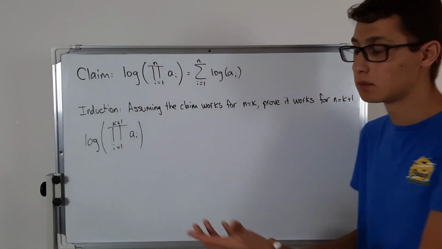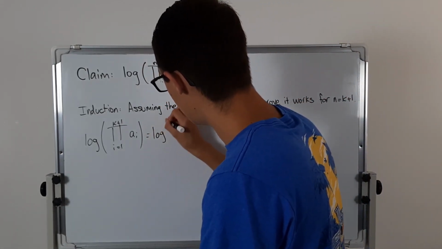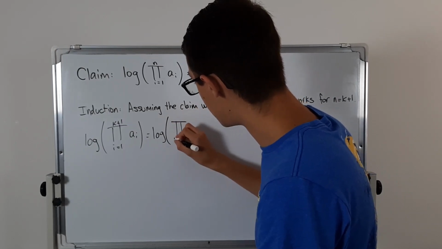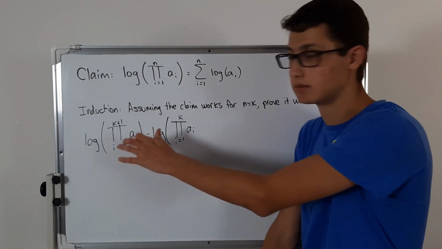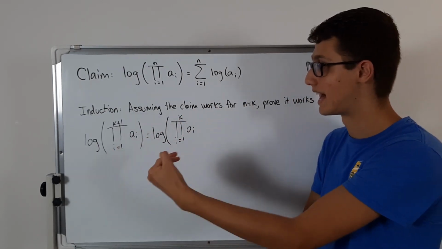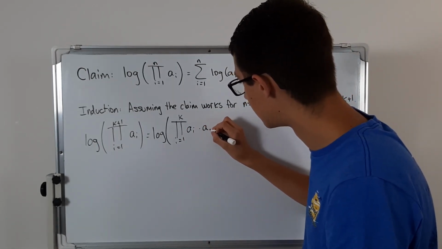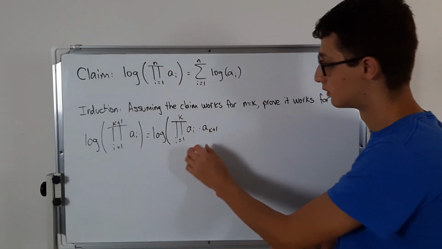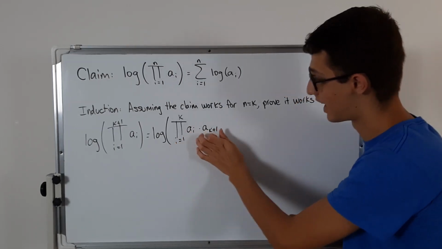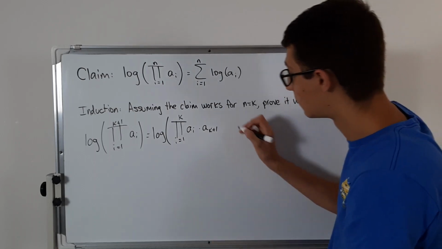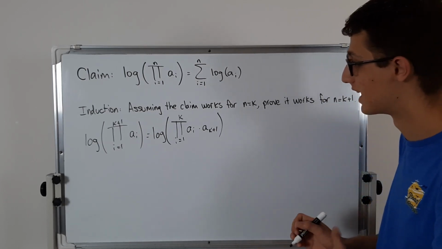From here, what we can do is split up the product. We can think of this as the logarithm of the product from i equals 1 to k of a sub i. That's just the first k terms. We're missing that last k plus 1 term, so we simply multiply by a sub k plus 1. Sorry if that's a little confusing, but this is the product, and then we're multiplying that by a sub k plus 1, and in total this gives us the product from 1 to k plus 1.